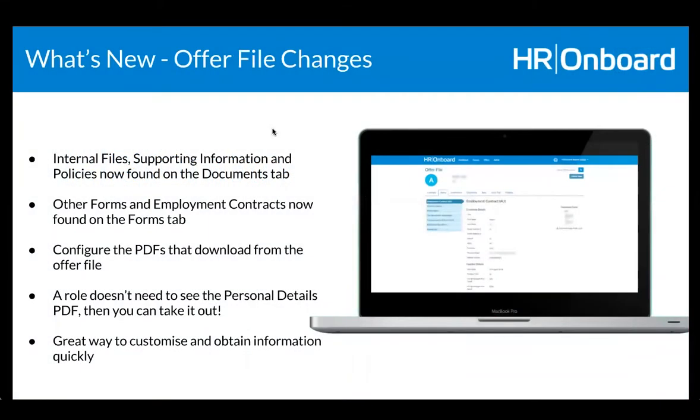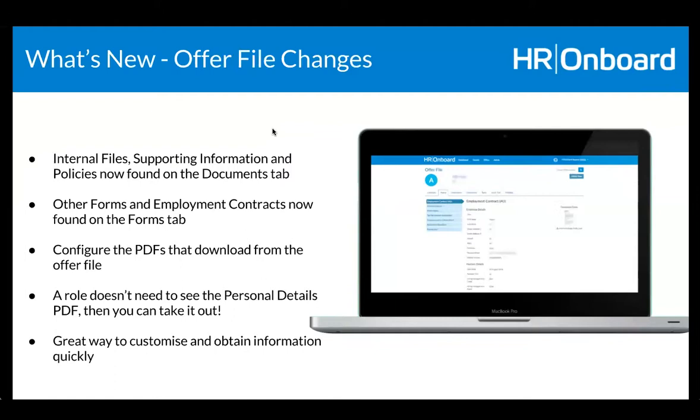The next big component is offer file changes. There's a lot of stuff that makes this up, and this has been a change that's been incrementally happening over the last 3 to 4 months. There's a new tab. If you go look at the offer file, there's this new tab called Documents, and there's a new tab called Forms, and we sort of separated out some of the features and documents that were all together within the offer file.